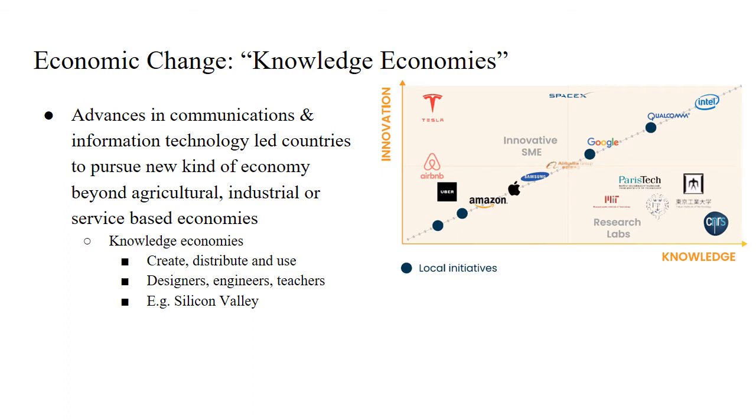So this brings us to an example of economic change in the 20th century, the growth of what are known as knowledge economies, all right? So various advances in communications and information technology, like you maybe saw in the Heimler videos for 9.1, things like phones, fax machines back in the day, the internet, computers, etc., led countries to pursue a new kind of economy beyond the traditional kind of agricultural or industrial or service-based economies, a knowledge economy. All right? In a knowledge-based economy, people are creating, distributing, and using knowledge and information as their product, right? As what they are selling.